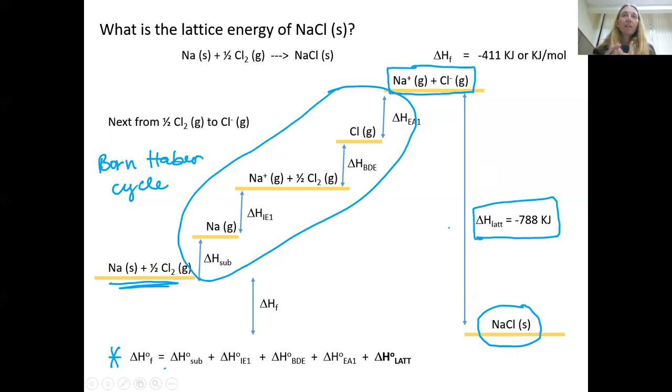Okay, so hopefully this helps you guys do an example of the Born-Haber cycle. Let me know if you have any questions.